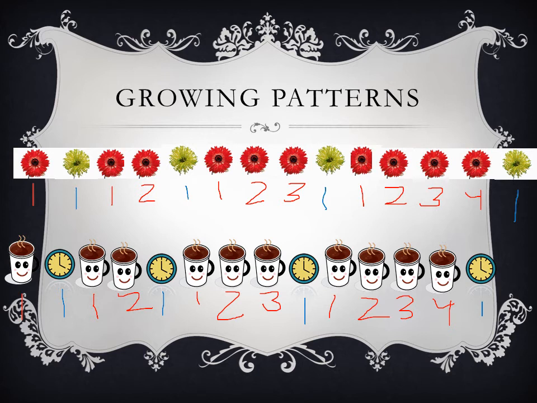So now let's look at our second type of pattern with the coffee cups and clock. Again, we start off with one coffee cup and one clock. And then we grow that, and we have two coffee cups and a clock. And then we grow it even more and we have three coffee cups and a clock. And then we get even bigger and add one more, so we have 4 coffee cups and one clock. So again, we're adding, just like we did with the flowers, one more coffee cup each time that we do the pattern.